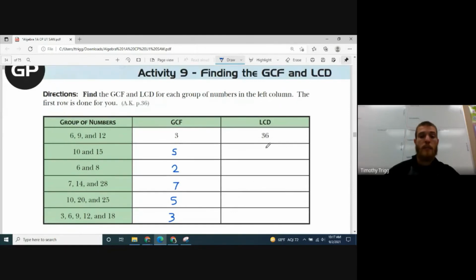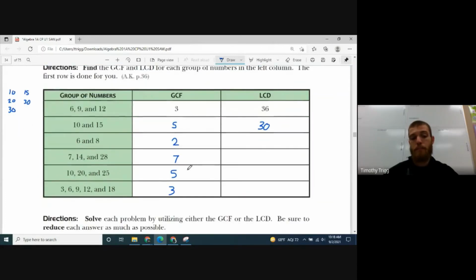What about the lowest common denominator? Okay, so here you might have to make a list of the multiples of 10 and the multiples of 15, for example. 10, 20, 30. 15 times 2 is 30. Okay, I've got one in common. So 30 is my lowest common denominator for 10 and 15. Okay. See if you can do this for 6 and 8. See if you can find the lowest common denominator here.